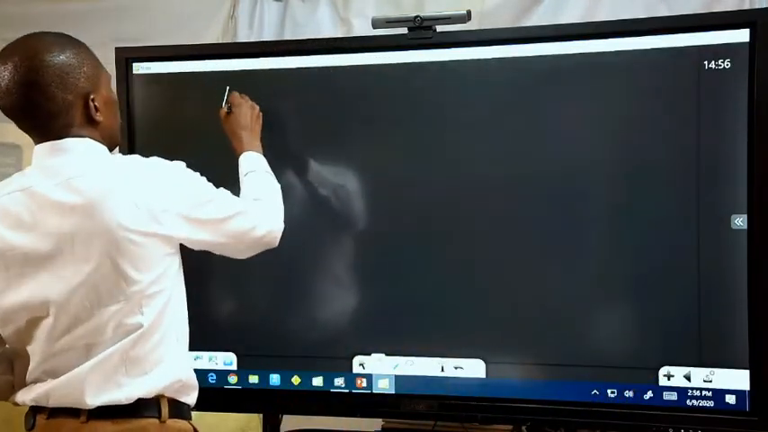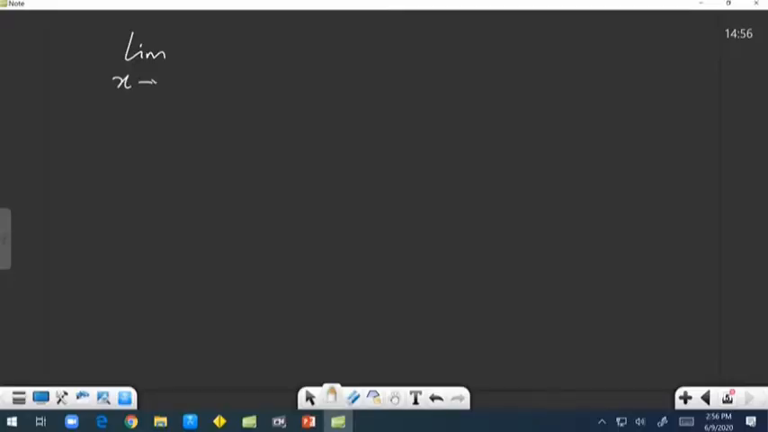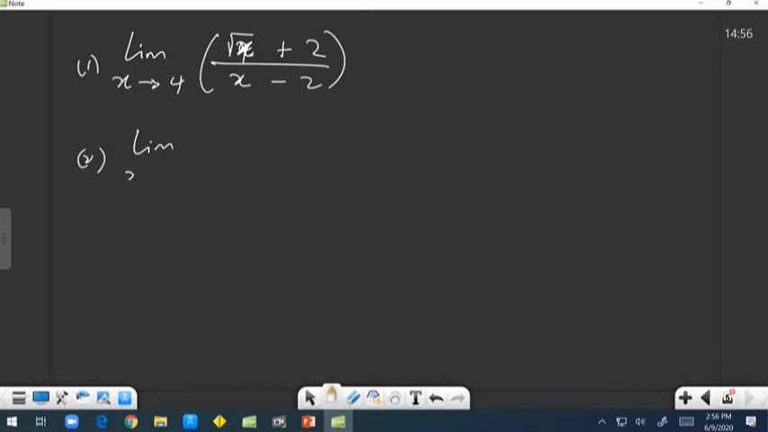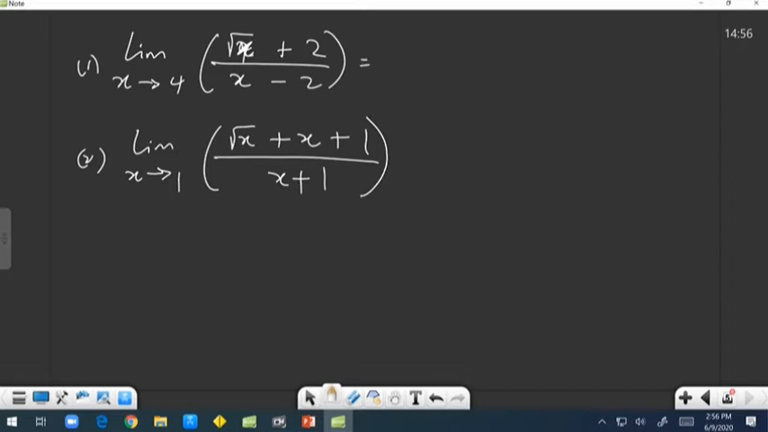Like when we have: evaluate the limit as x tends to 4 of square root of x plus 2, divided by x minus 2. And that is for 1. And the second one is the limit as x tends to 1 of square root of x plus 1 divided by x minus 1. Okay, x plus 1. For us to solve this, let's see how we can solve this one quickly.